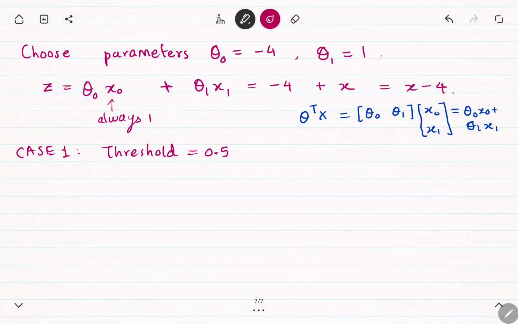So let's consider t equal to 0.5. For threshold 0.5, the boundary is z equal to 0. That means x minus 4 equal to 0, therefore x equal to 4.